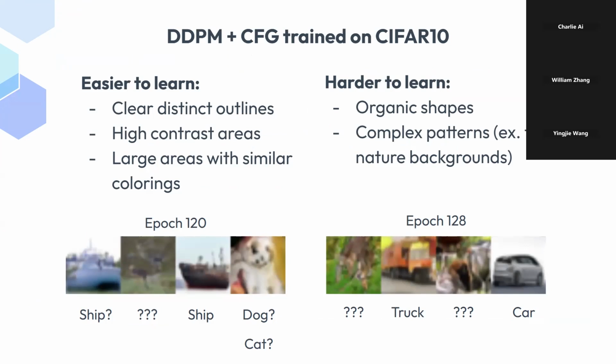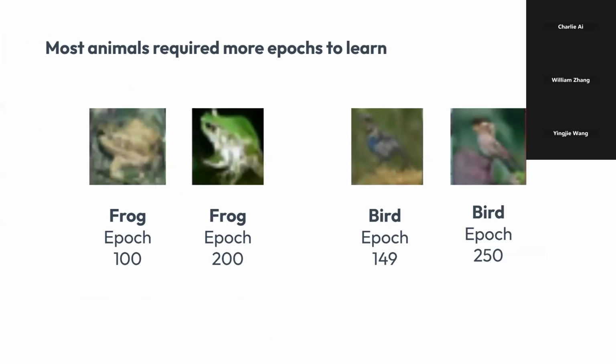Organic shapes, complex patterns, and images where the subject matter and background had a very similar contrast took many more epochs to learn. For example, you can look at these frogs and these birds. There's around 100 epochs between each of the sets of images. Through those 100 epochs, the clarity of the image representation and the details of the animals themselves were much clearer.